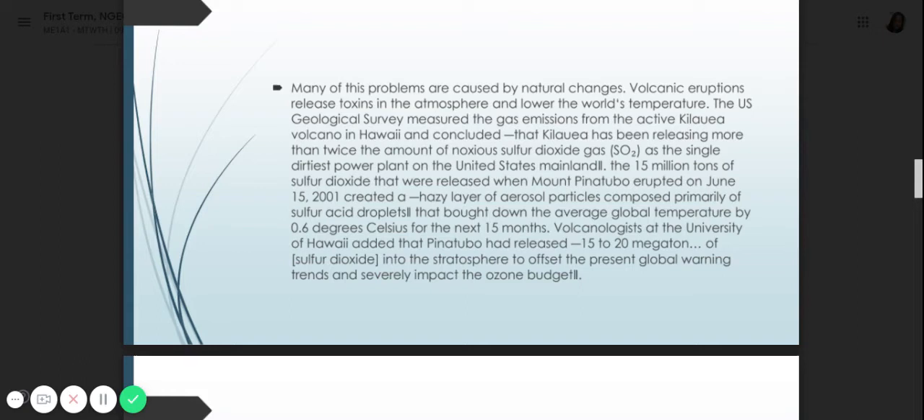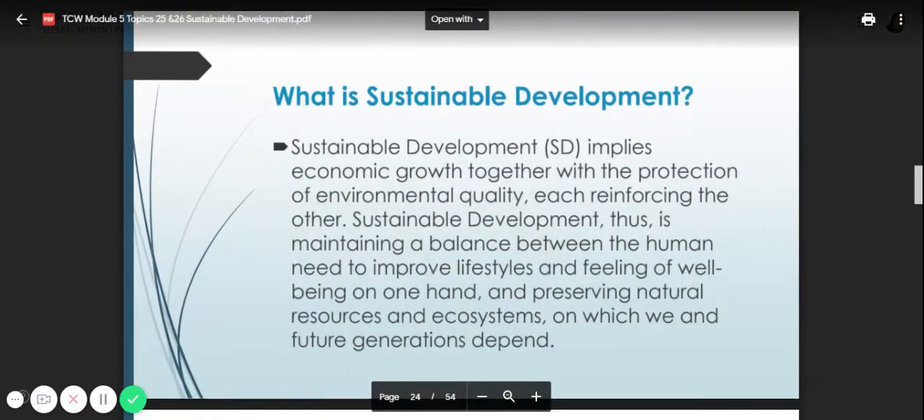About the problem leading to environmental problems. So these problems are caused by natural changes. So a lot of changes in the world. So next up, we're going to discuss what is sustainable development.